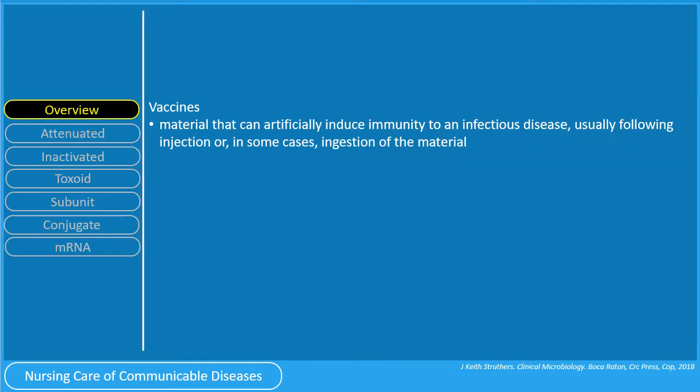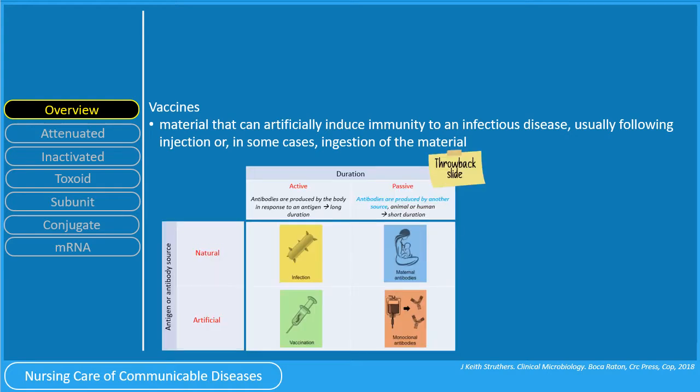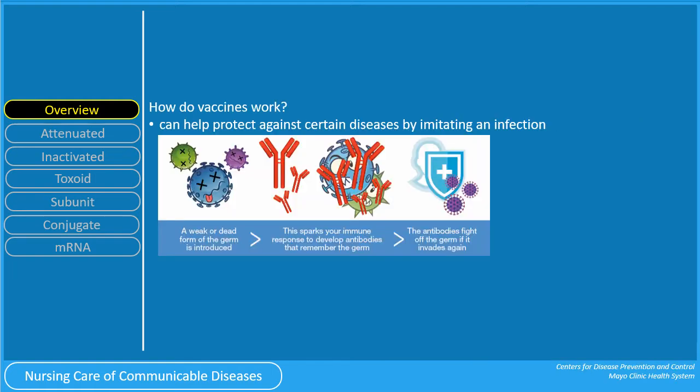Vaccines are materials that can artificially induce immunity to an infectious disease, usually following injection or, in some cases, ingestion of the material. They have been treated to make them non-pathogenic. Vaccines are given to induce an immune response and subsequent immunity. As you can see in this throwback slide, vaccines confer artificial active immunity. Vaccines work by imitating an infection.